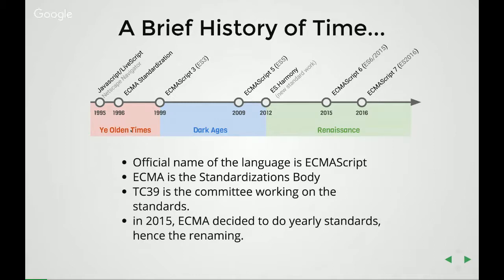So ECMA is the actual standardization body, which is the actual name for the language. It's actually ECMAScript. Everybody just calls it JavaScript. It's actually standardized under the ECMAScript name. TC39 is the actual working committee that puts the standards together. So if any of you need to get good sleep at night, feel free to head over to the committee's working body and read some of the proposals and different stages that are out there. And again, we talked about the yearly standards and the renaming.